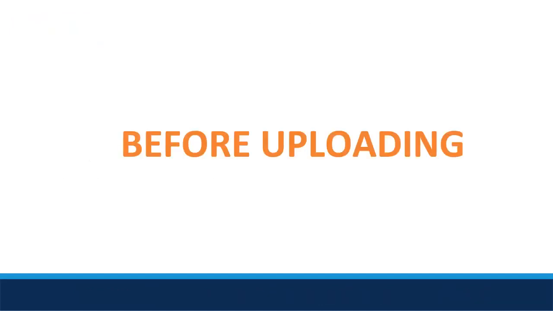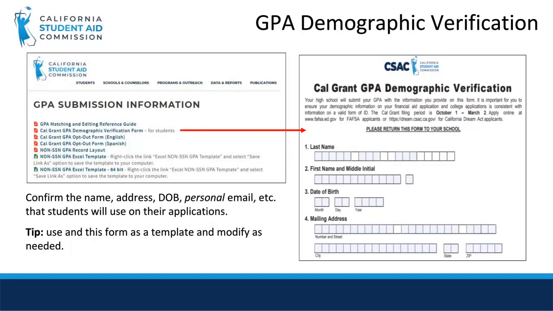Now we will talk about some important steps to take before starting the upload process. As we talked about earlier, the GPA Demographic Verification form is an important tool to assist with GPA matching. It provides students the opportunity to submit the most accurate information that they will enter on their financial aid application. Please stress to students the importance of providing accurate and current information and remind them about the issues associated with using different versions of their names.